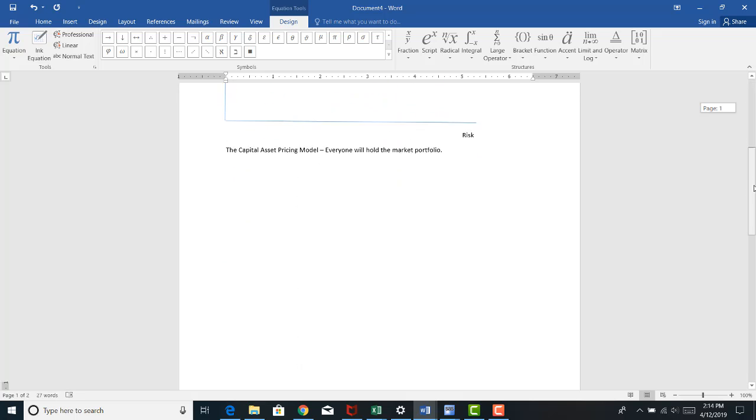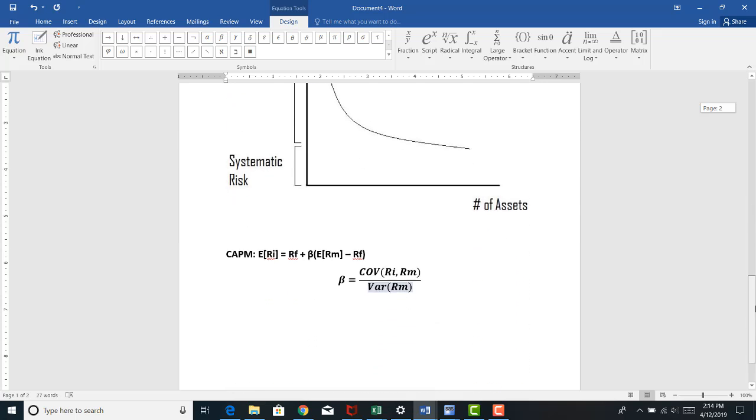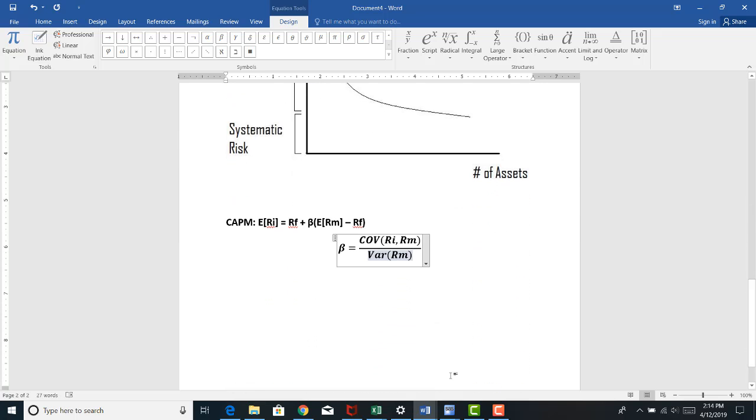And there are other firms that will have less exposure to market-wide risk than the market itself, and there are other firms that will have much more exposure to market risk than the market itself. Okay, let me give you a couple of examples. Let's look here.